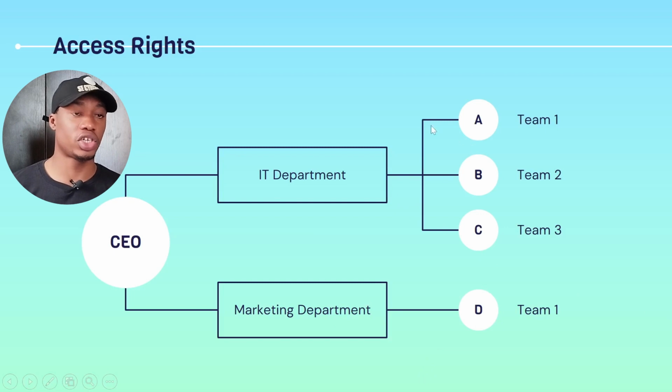Okay, and then the next thing is, let's look at access rights. This is just an example. We have an IT department. The IT department has maybe person A, person B, and person C in different teams, or this is team 1, team 2, team 3. And then we have the marketing department, and maybe one person is in the team or two people. These people ought to report to the CEO, because the CEO is the head of every organization. So whatever happens, they get to report to the CEO.